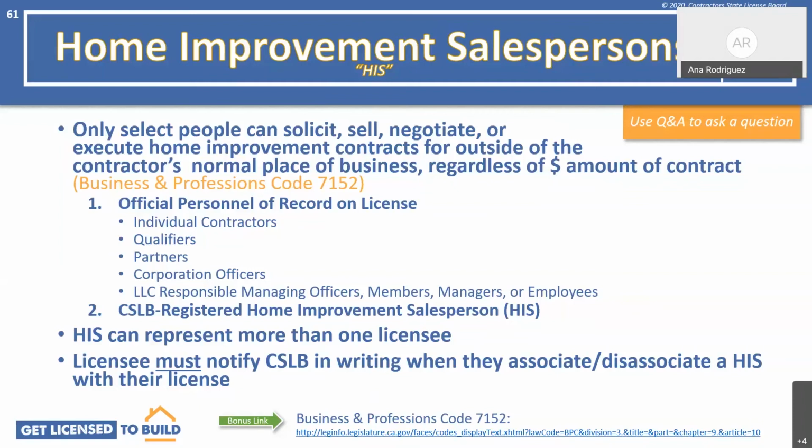An HIS can work for more than one contractor. A licensee must notify CSLB in writing when they either associate or disassociate an HIS with their license.